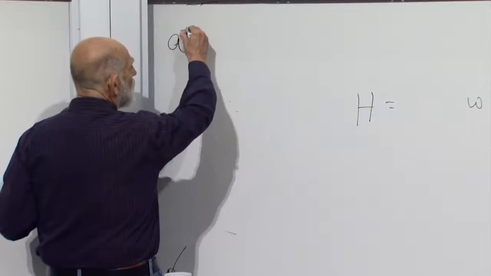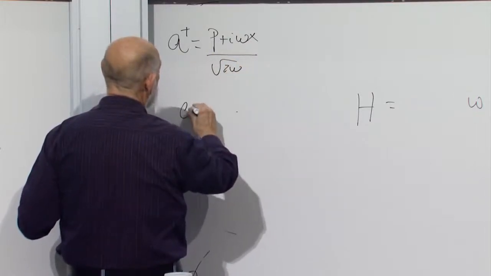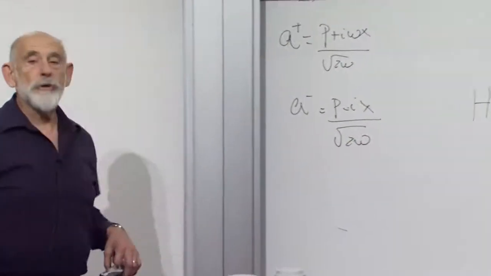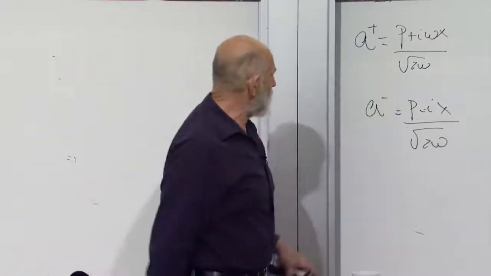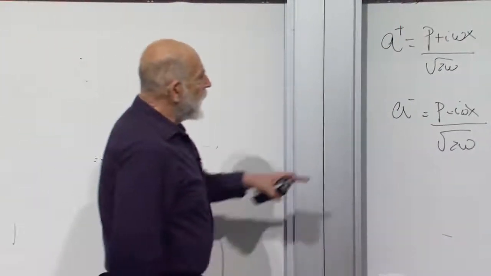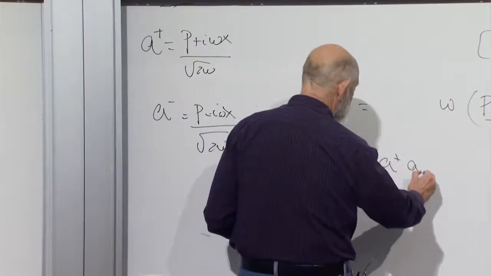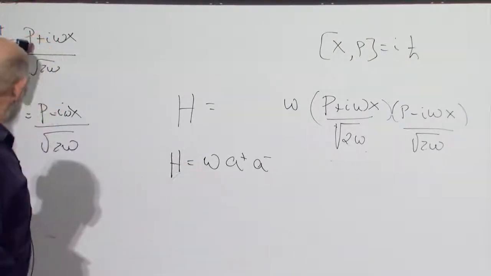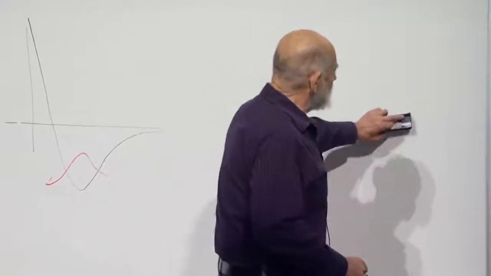A plus is equal to P plus I omega x over square root of 2 omega. And A minus is the same thing, but with a minus I omega x over square root of 2 omega. They are Hermitian conjugates of each other, because one has plus I omega x and the other minus I omega x. And we can now write that the Hamiltonian is omega times A plus A minus. That is really simple, except who knows what's buried in the A plus and the A minus. It's a crappy looking thing for sure to have square roots of omega and square roots of 2, but it turns out not to be so crappy.